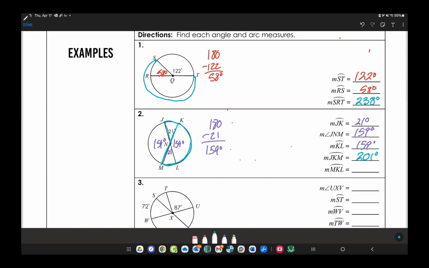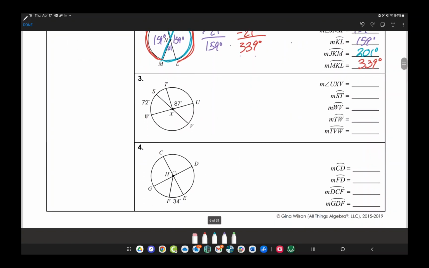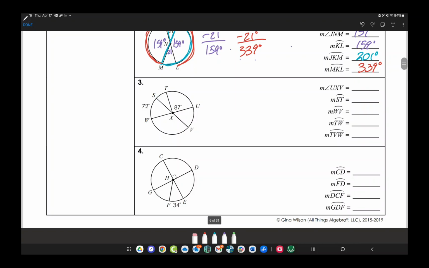And then MKL, that's all the way around here. MKL, starting at M, going to K, and then getting to L, would be 360 minus 21 degrees. That is 339 degrees. So go ahead and try 3 and 4.